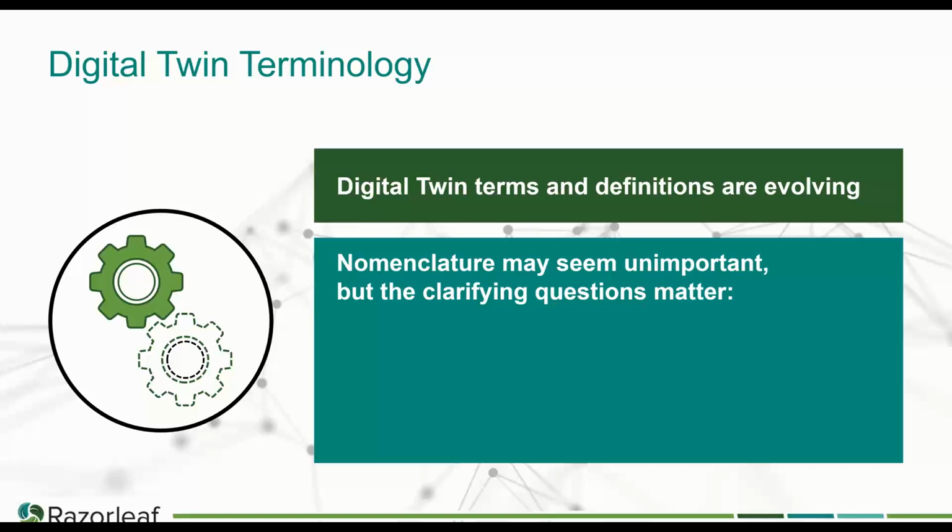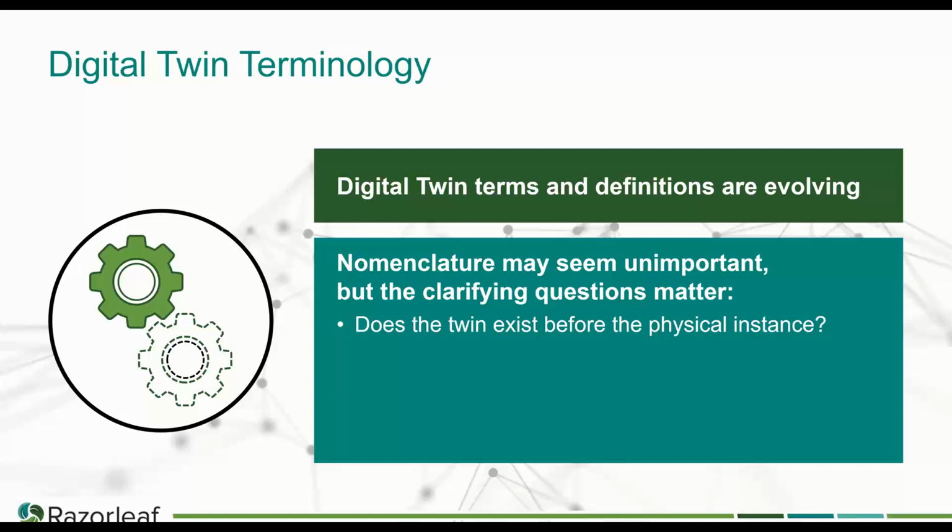Why are people trying to define the nomenclature? Why are they arguing over terms? The clarifying questions are relevant in terms of understanding what you're building and how it relates to the other things you might need. For example, does the twin that you're interested in exist before you've ever made any physical instances?